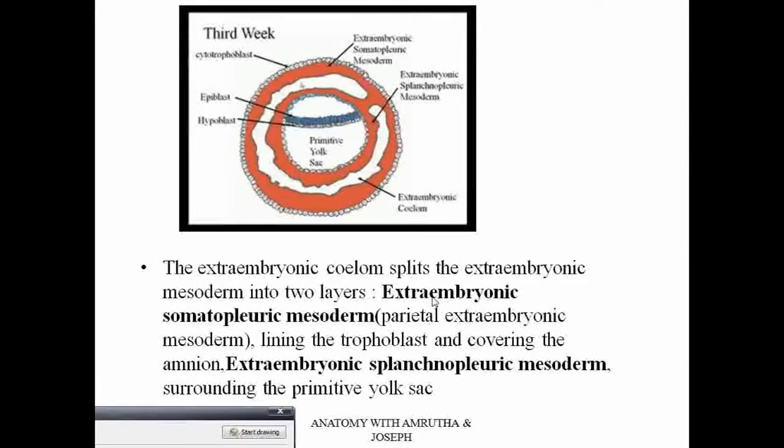Now, the extraembryonic coelom splits the extraembryonic mesoderm into two layers. It's the extraembryonic somatopleuric mesoderm, which is also called parietal extraembryonic mesoderm, and the other one, the extraembryonic splanchnopleuric mesoderm, which is surrounding the primary yolk sac, whereas the extraembryonic somatopleuric mesoderm is lining the trophoblast. So this is extraembryonic somatopleuric, and extraembryonic splanchnopleuric, covering the primary yolk sac.